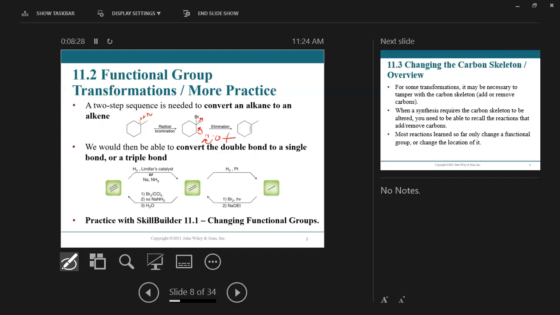Let's see, we would then be able to convert the double bond to a single bond or a triple bond. Now, if we want to go right from this to this right here, just use this condition. So from a triple to a double bond, and this is stuff that we've learned already. Use the H2 with the Lindlar's catalyst. This will get you a double bond. You can go straight from here to here with these conditions. Well, yeah, it was H2 and platinum. I was thinking it was either palladium, but I'm pretty sure it's platinum.